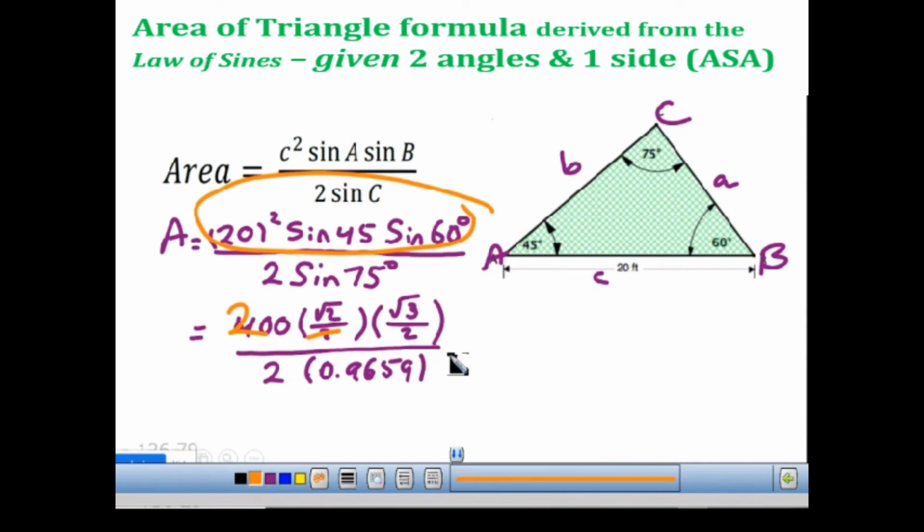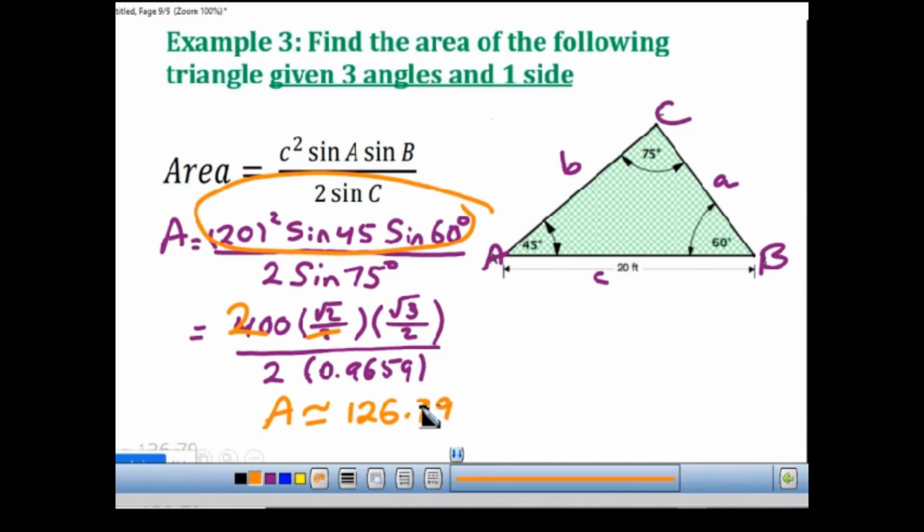After simplifying this, I actually am looking at an area of approximately, does anybody come up with any numbers here? I got 100. Hello. 126.79. Ooh, 126.79. That's the area for this here.